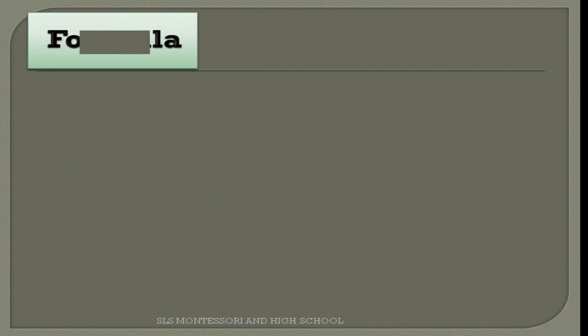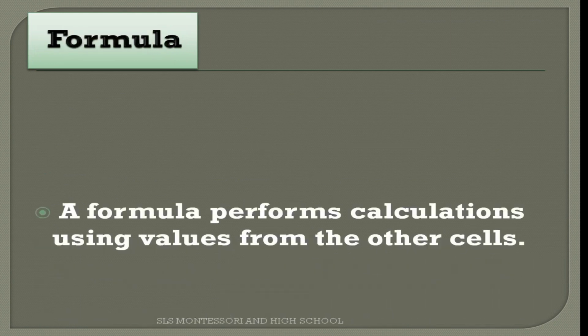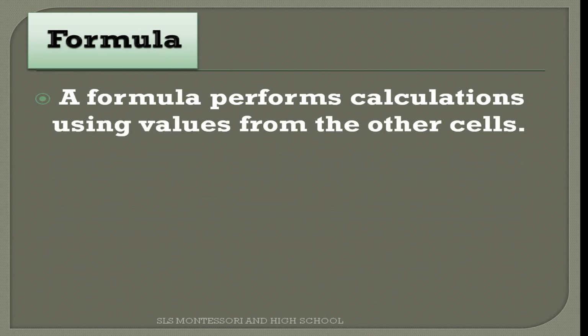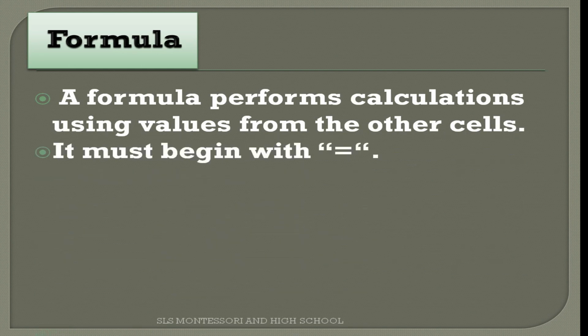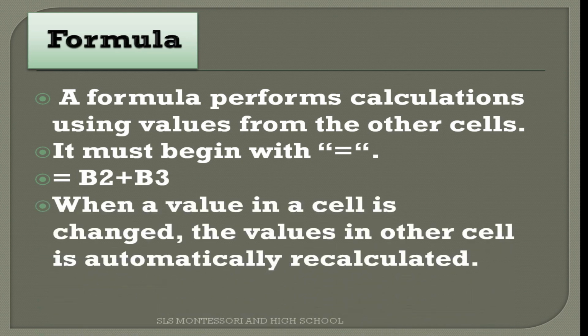Now, what is a formula? A formula performs calculations using values from other cells. It must begin with an equal to sign. For example, =B2+B3, where B2 and B3 are cell addresses. When a value in a cell is changed, the values in other cells are automatically recalculated.